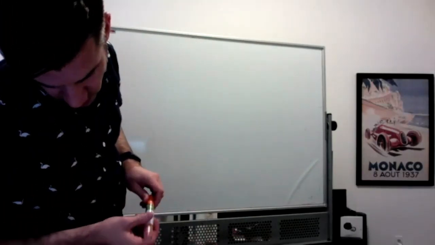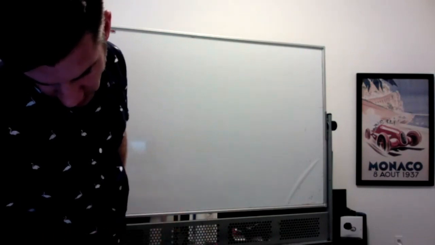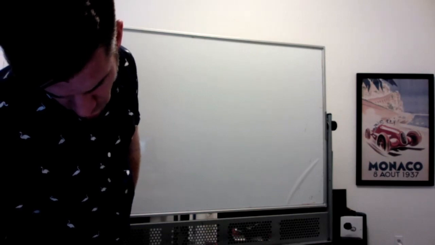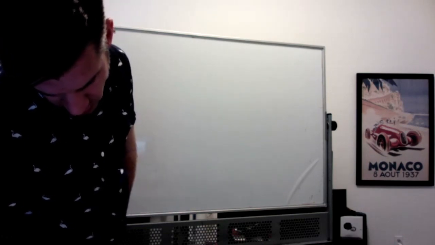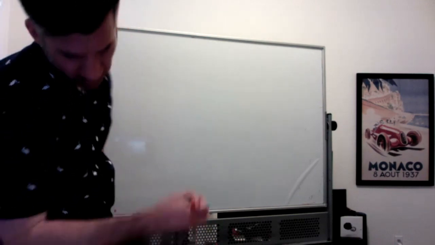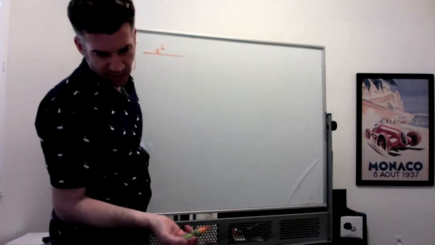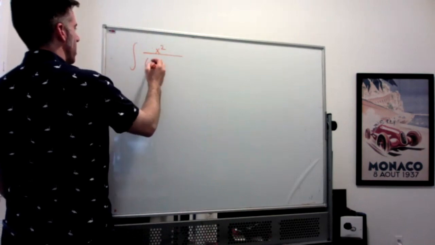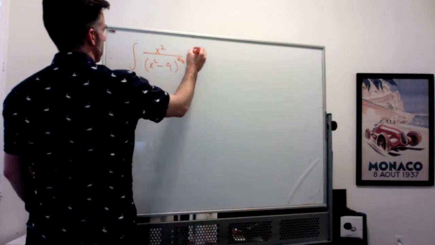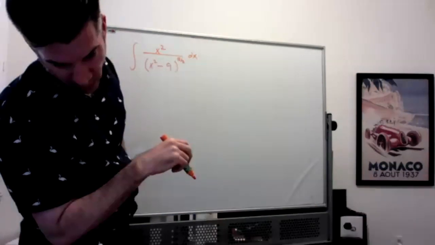Let's see, sure. Let's say we have the integral of, I want not a sine one, I want a different thing. Let's do something like, yeah, that's good. Let's do the integral of x squared over, let's make it more interesting, x squared minus 9 to the 5 power dx. And we're going to specify that x is larger than 3.